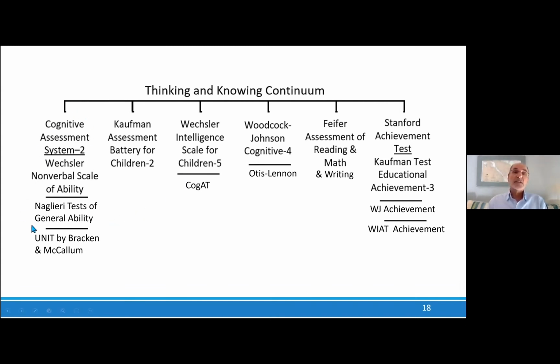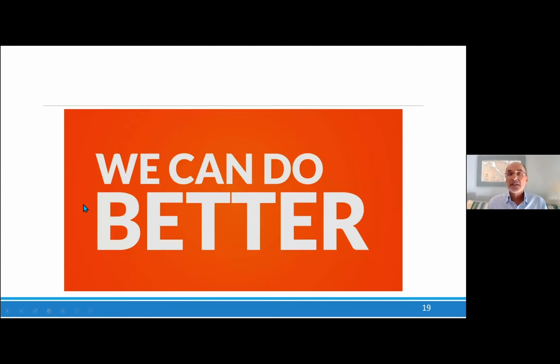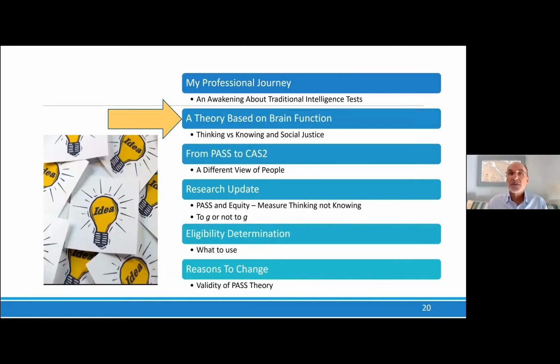So with the Cognitive Assessment System, the Wechsler Nonverbal, the Test of General Ability, which I am the author of, Bruce Bracken and Steve McCallum's test of nonverbal intelligence, Don Hammill has a nonverbal matrices test. These are the kinds of tests that measure thinking. And that's where we need to recognize we can do better. We can do a better job of evaluating ability if we move away from traditional IQ tests. It's time to move on.